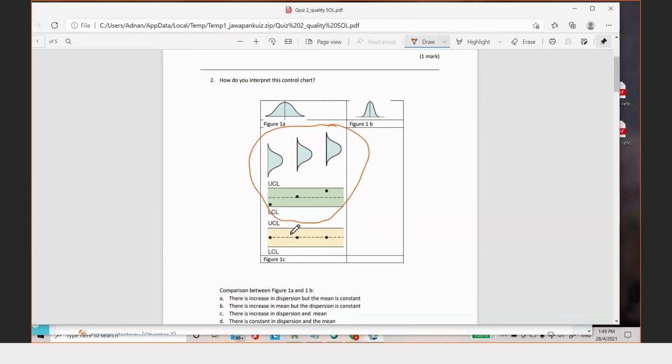Okay, if this is X bar, okay, X bar chart. Okay, constant mean, constant what? And then you say this is R chart. This is R chart.